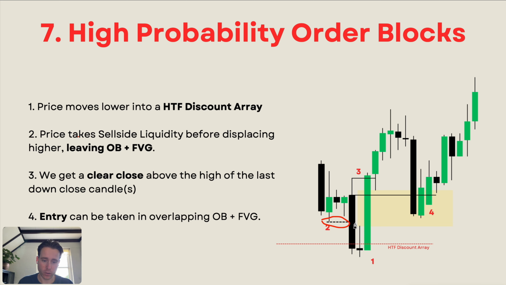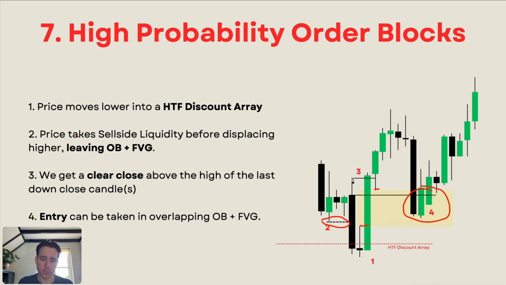These down close candles are the order block and a fair value gap. 3, we get a clear close above the high of the last down close candle. Well, you see that this massive candle, we have an obvious close above the potential order block. And then 4, entry can be taken in the overlapping part between a fair value gap and an order block. So inside this area, you can expect the reaction.